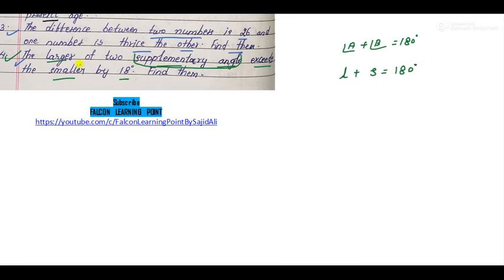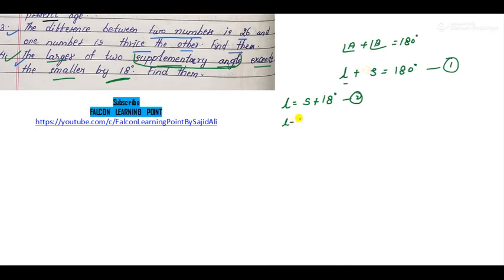Next, now read: the larger of two. So this is L, L is the larger angle. The larger of two supplementary angles exceeds the smaller by 18 degrees. Exceeds the smaller by how many degrees? 18 degrees. So this is the second equation. This is equation number 1, this is number 2. You can solve it using elimination or substitution method. Let me do it using elimination.